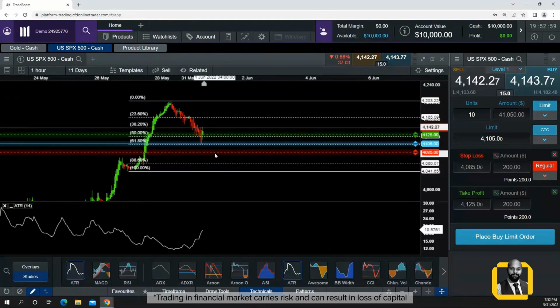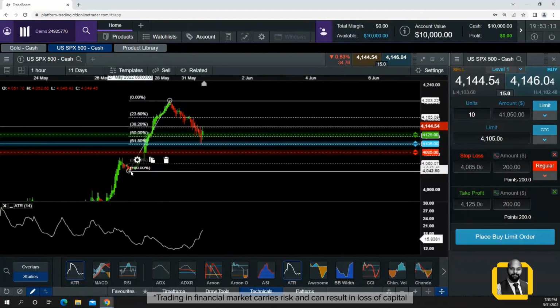Now we identified that you try and identify an entry point based on Fibonacci, but you use ATR to determine how much profit or how much loss you should be taking on a 1 hour time frame. Now this is 1:1 risk reward. You're going to be risking about $200 to make about $200.